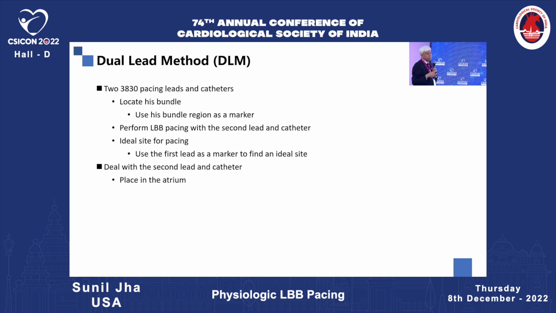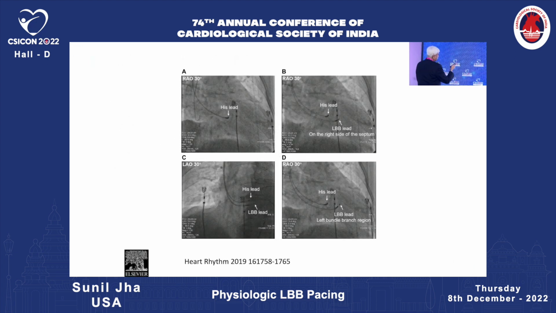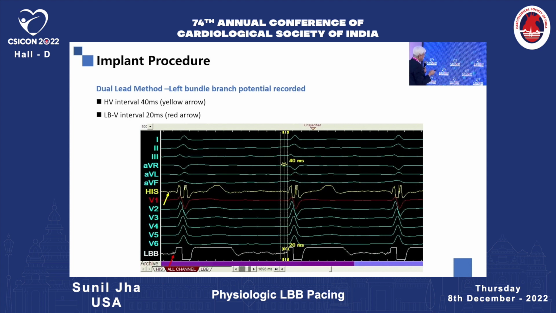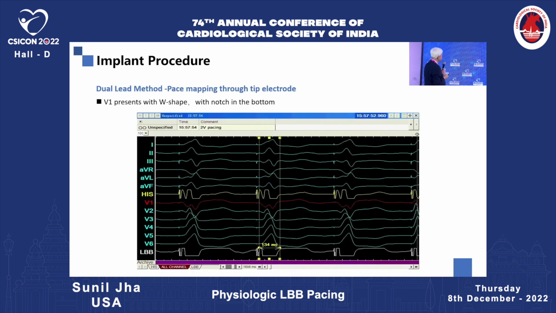Then you can use the dual method, which I hardly use now, where we put one lead on the His, okay, and then you can put another one on the RB septum and try the same thing, and then the same lead which I have used for the His bundle, don't waste it, put that on the right atrium. Okay, so this is how it looks, and finally we move the His lead to the right atrial appendage. The process is basically the same.